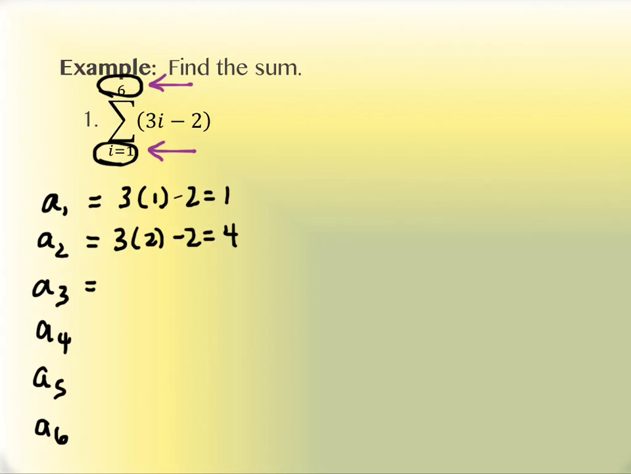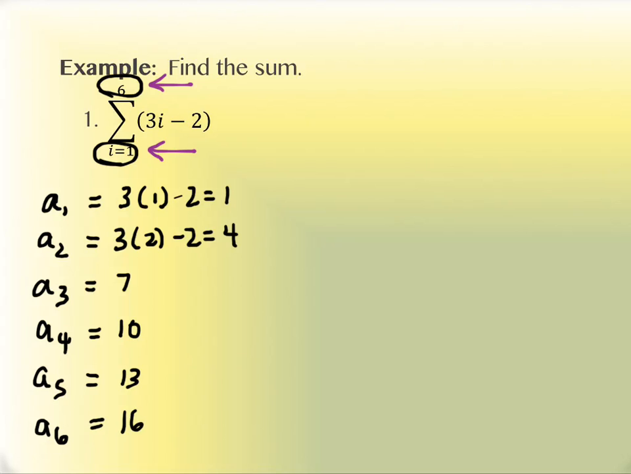What did you guys get for a3? 7. How about a4? 10. a5? 13. And a6? 16. And did anybody notice a pattern, once you started going and you didn't actually really plug them in? Yeah, they're increasing by 3 every time, right? Any idea from the equation why that's happening? Why is it increasing by 3 every time? Do you see a 3 in the equation?